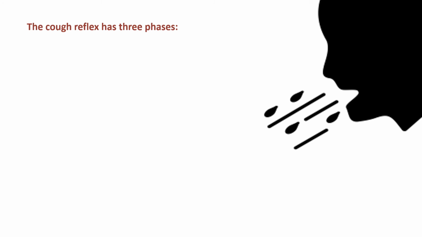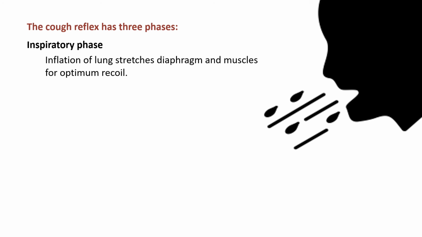All of these, as we said, we have the vagus nerve, goes to the respiratory centers, and it stimulates the cough reflex. The cough reflex has 3 phases. The first is the inspiratory phase. This is the inflation of the lung, which stretches the diaphragm and the muscles. That stretch gives us the optimum recoil so that we get the most force behind our cough.